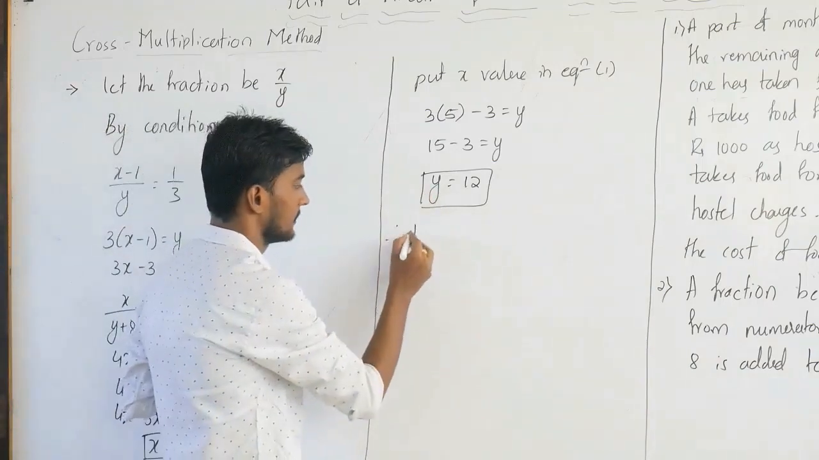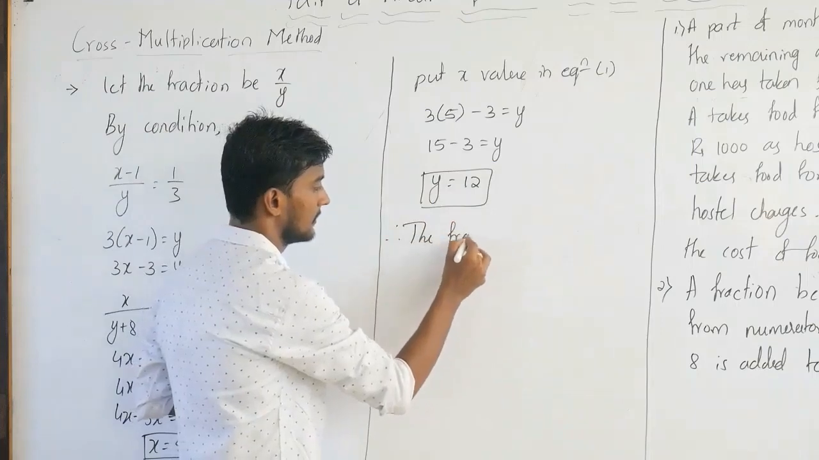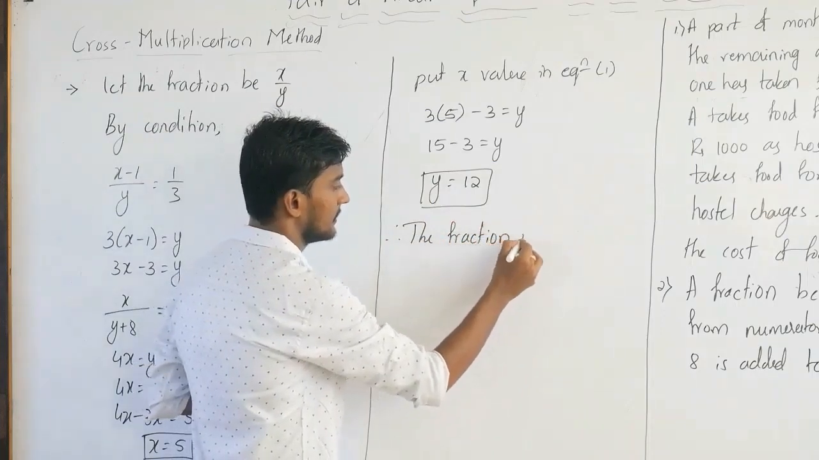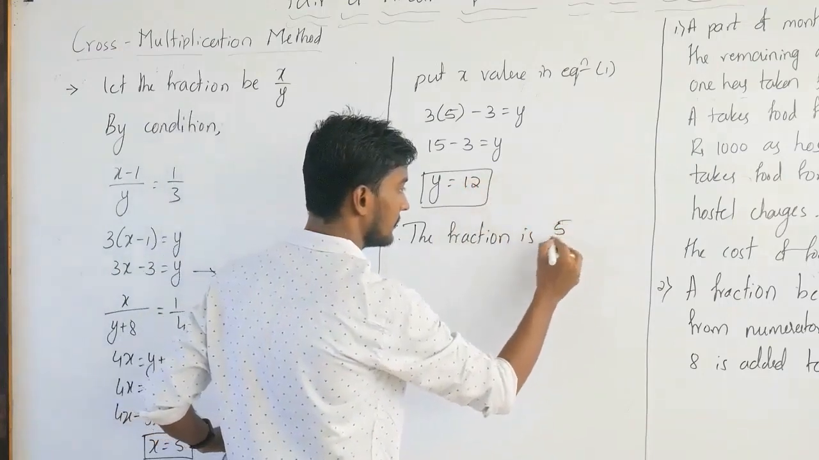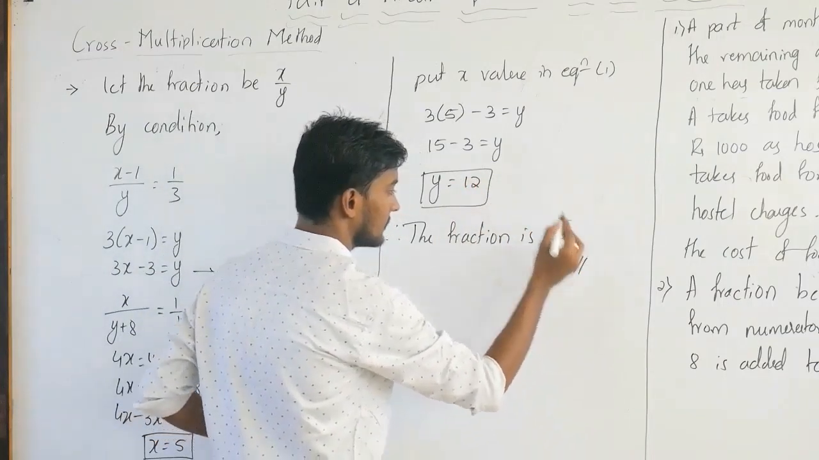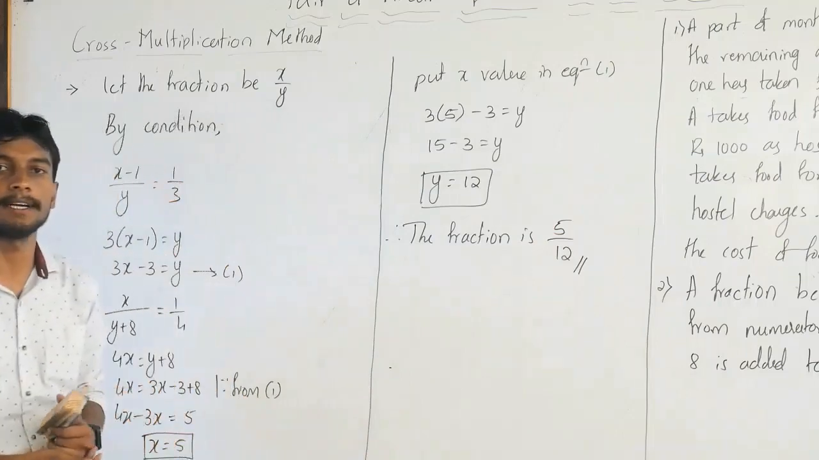Therefore the fraction is x divided by y, as we have considered. x is 5, divided by 12. So the given fraction is 5 divided by 12.